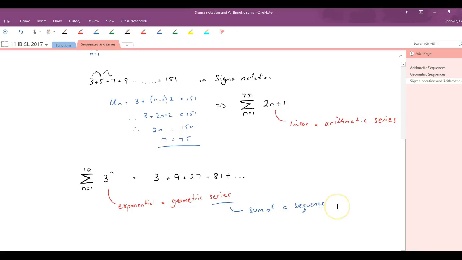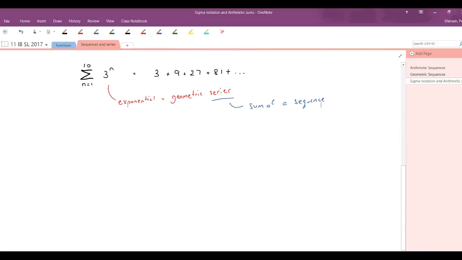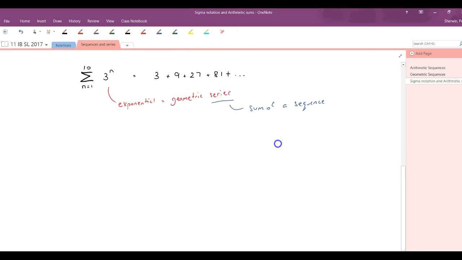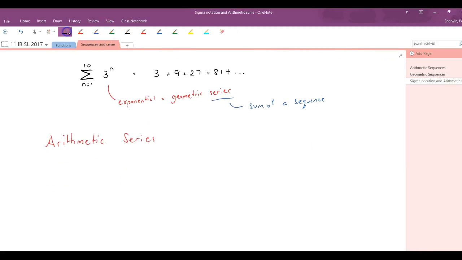Okay, the chapter's heading is sequences and series. Series are just the sums of those sequences that we've been looking at in the first couple of YouTubes. Okay, so that's sigma notation. And now we want to have a look at some arithmetic sums, which are called series. So let's now put down a little heading here, arithmetic series. Remember that word there just means sum of the sequence of arithmetic numbers. Okay, so let's have a look at an example and go from there.